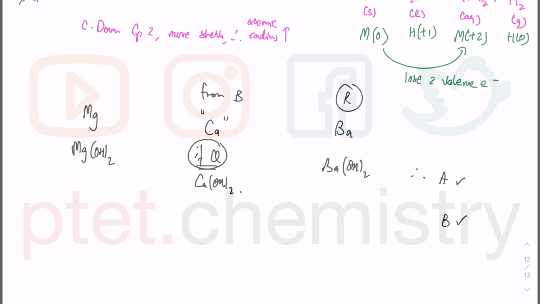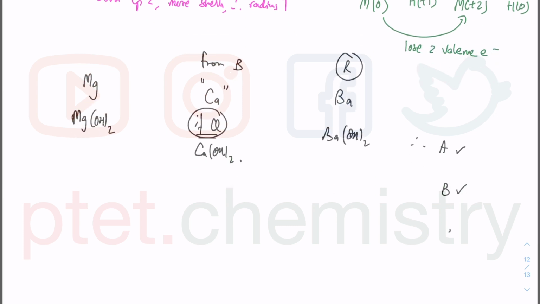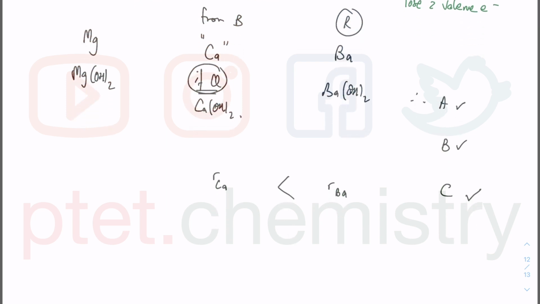B is correct. How about C? C is talking about the calcium 2 plus atom. So we're talking about barium versus calcium atom. So this metal R has the greater atomic radius, so that is correct. This metal R reacts more quickly with cold water.